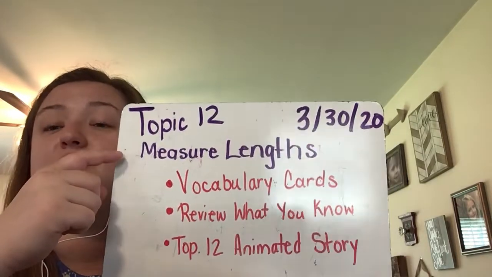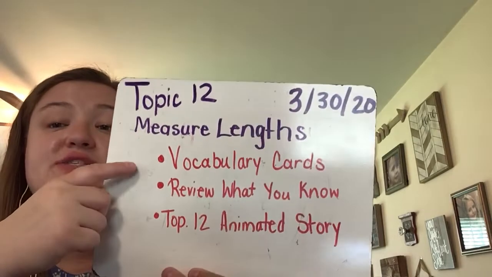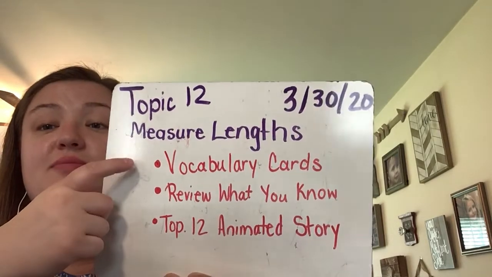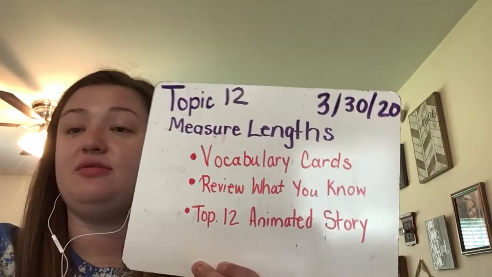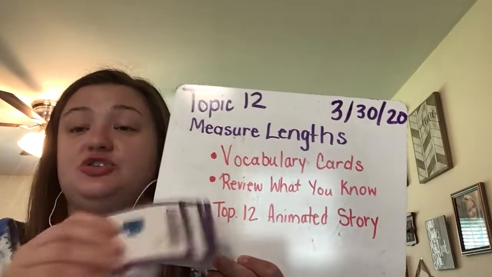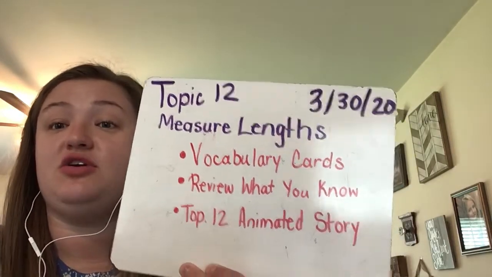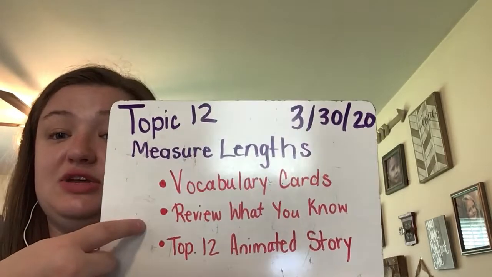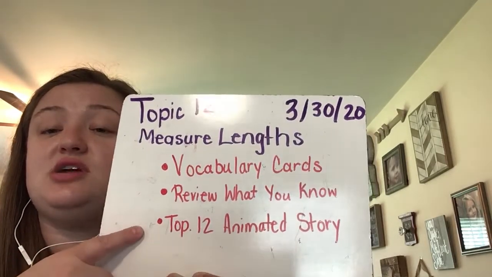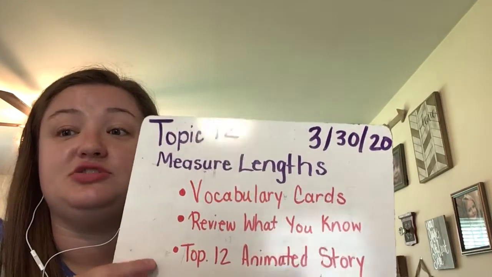So, our new topic is measuring lengths, and you have 3 assignments due today. They are vocabulary cards for our new topic. These are the purple ones that you're going to print out or cut if you can. If not, just make your own vocabulary cards. Reviewing what we've learned in previous units. And then there's a Topic 12 animated story. It's just kind of going to introduce you to this topic.